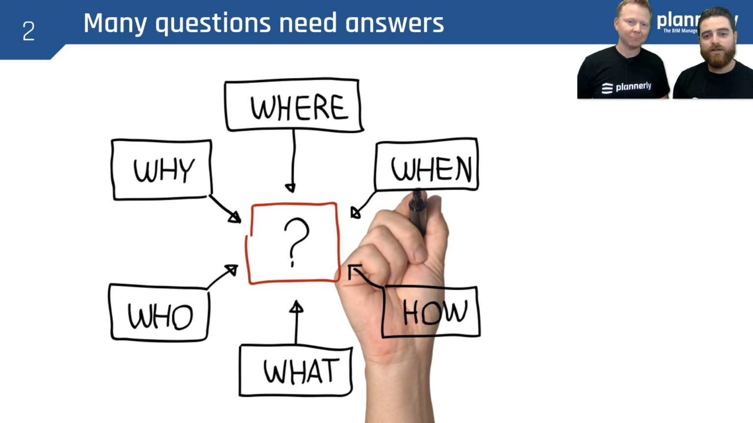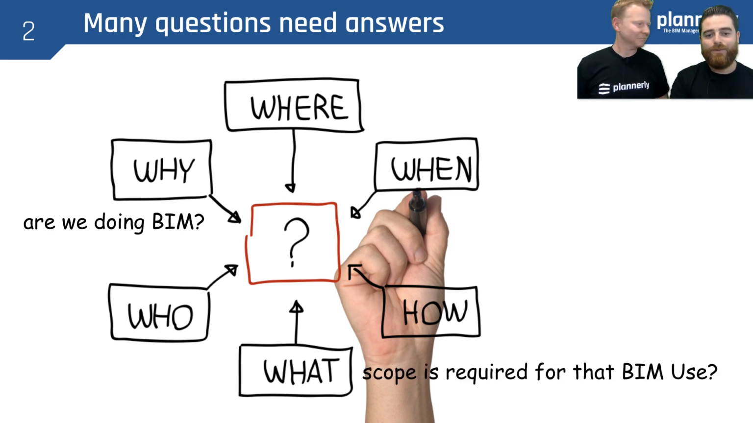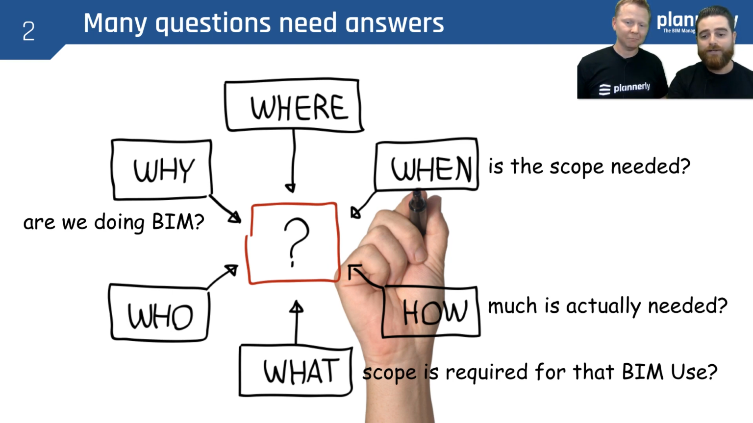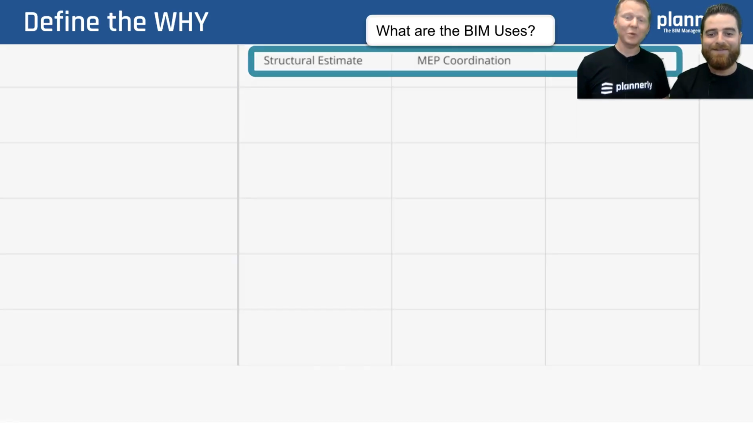So we first want to start off with some very basic questions. Who, what, where, when, why, and how. Why are we doing BIM is the first thing we want to start with. Well, then that will lead to scope. What scope would be required, how much is actually needed, what is the scope, when is that scope needed, and who is responsible. And once you've figured all these out, then you'll ask yourself, where do we start? Where do we start? Yeah.